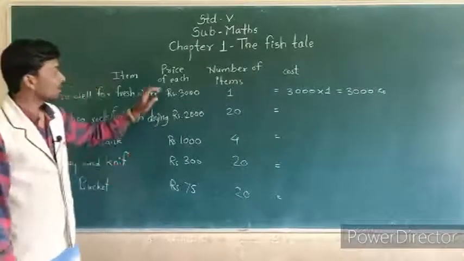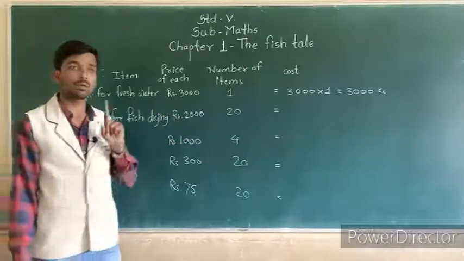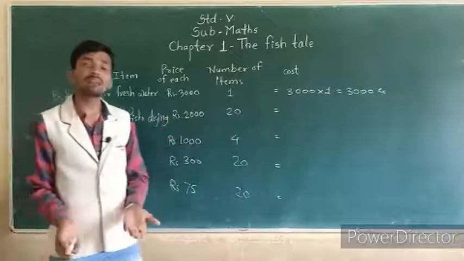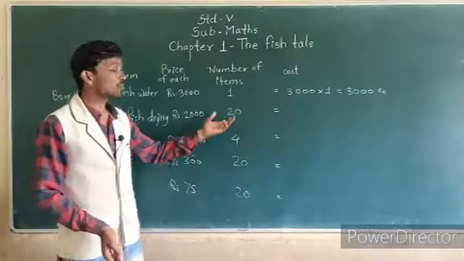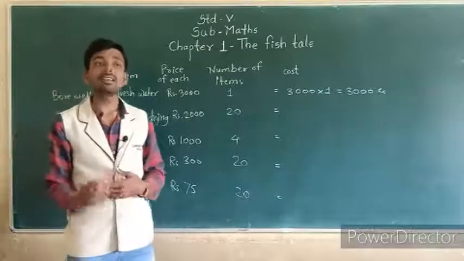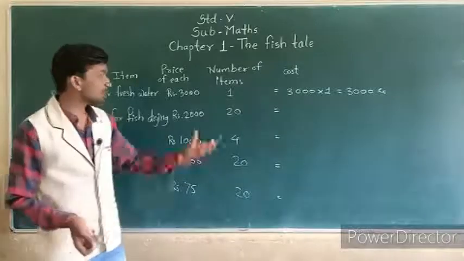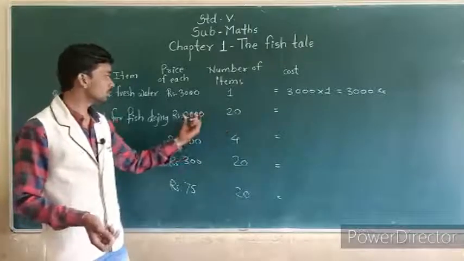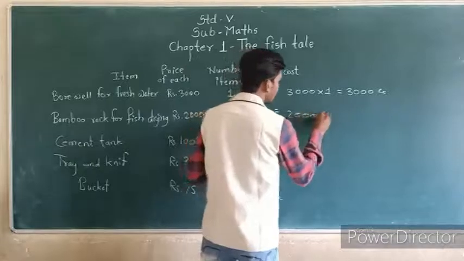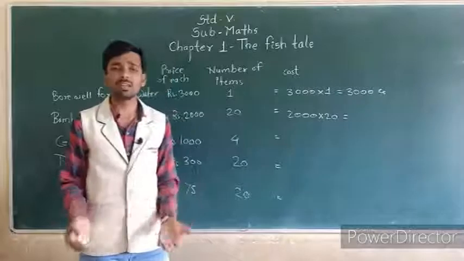See second one, bamboo rack for fish drying. For one bamboo rack the cost is 2,000 rupees. And how many items do they require? 20 racks they require. So when we find this total cost, you multiply these two numbers: 2,000 multiplied by 20. This multiplication is very easy.